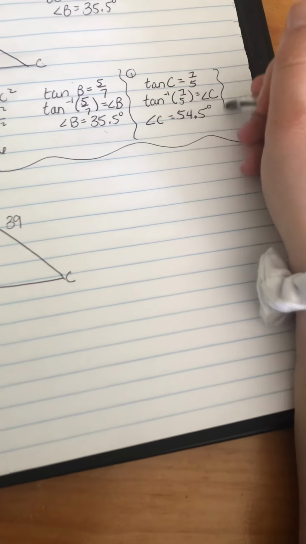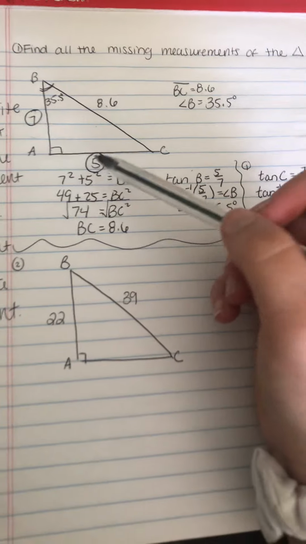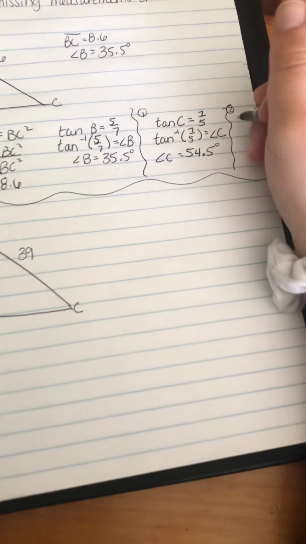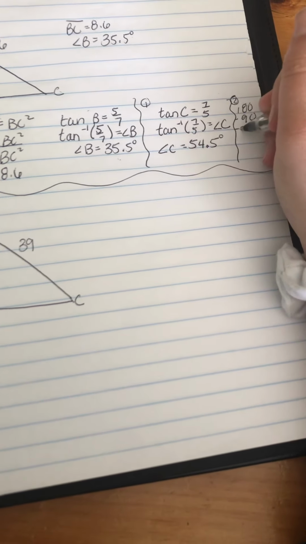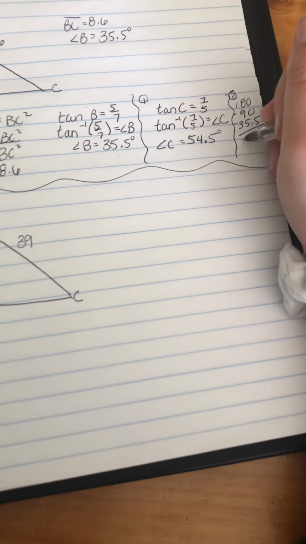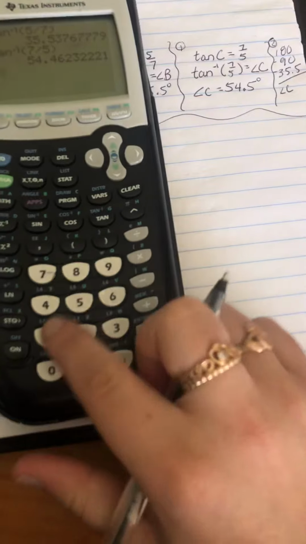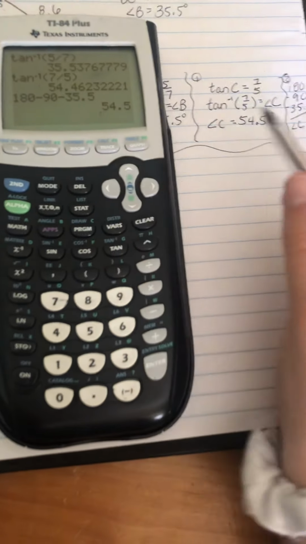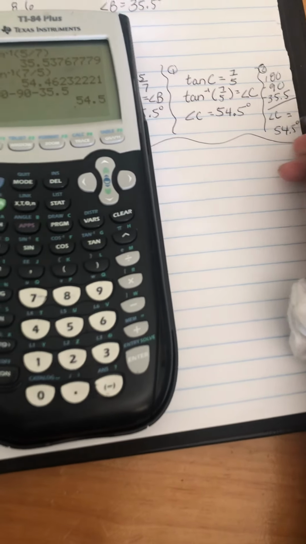Okay, our second strategy, I know that all the interior angles of a triangle have to equal 180 degrees. So if I already know, if I found that this angle is 35.5, I can do 180 minus my right angle minus the 35.5 to get angle C, right? And when I do that, if I do 180 minus 90 minus 35.5, I'm still going to end up with the same exact answer. I'm still getting 54.5 degrees.